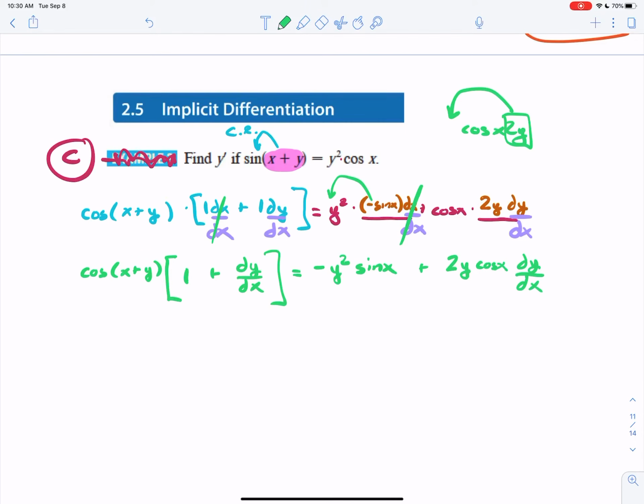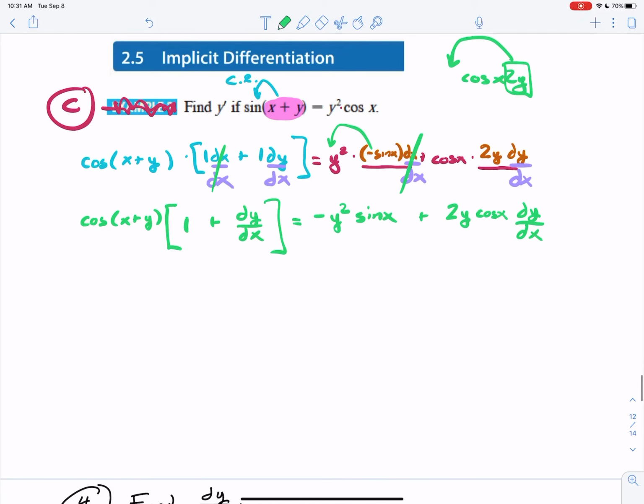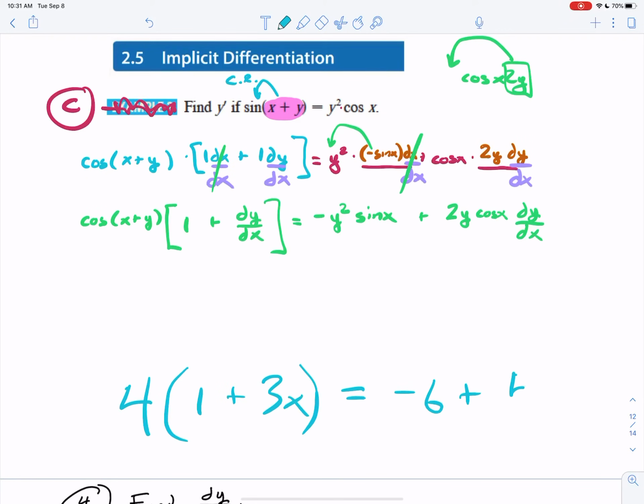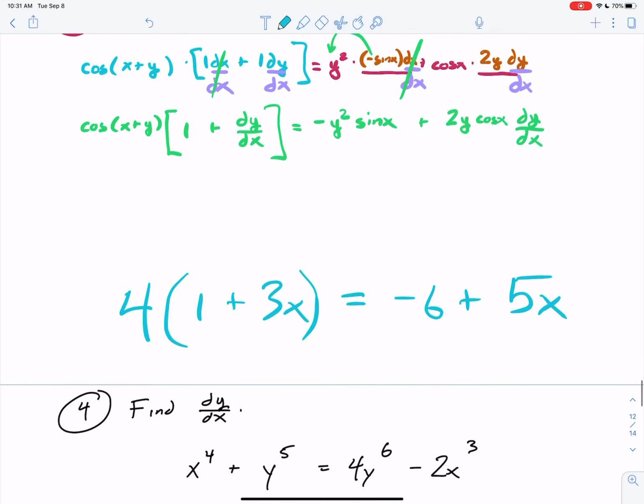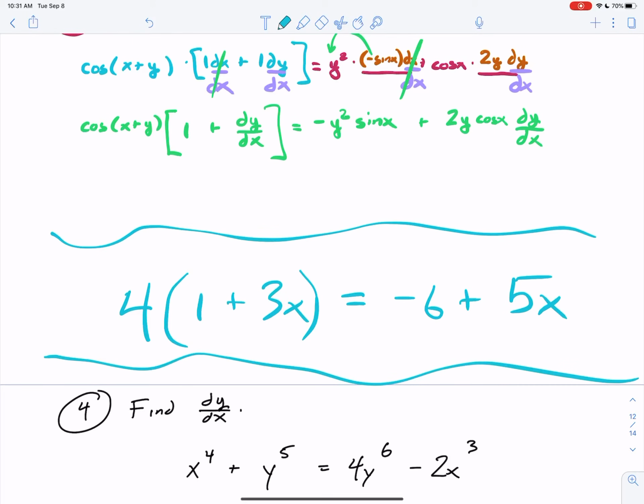So let me give you a similar situation so you understand what to do here. What if I gave you guys 4 times 1 plus 3x equals negative 6 plus 5x? If I gave you this separate problem here, what would you do first? Pause and press play when you're ready. First thing you would do is you would probably distribute that. And that's a good first move. That's exactly what we're going to do here.